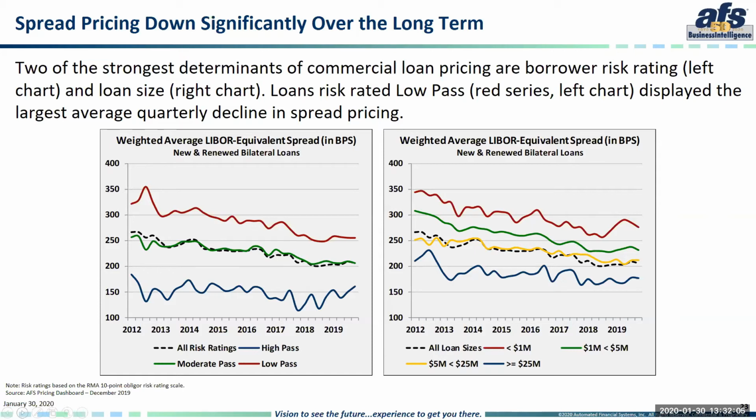Spread compression was evident across all size segments. The smallest loans, the red line representing deals under $1 million, have experienced a rebound in spread pricing as of late. But when viewed over the long term, this segment, as well as the other segments, have seen spreads fall significantly over this time period.